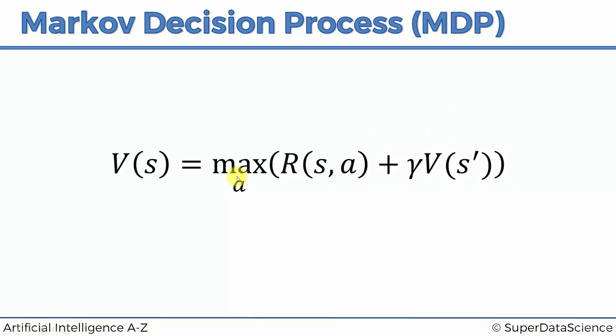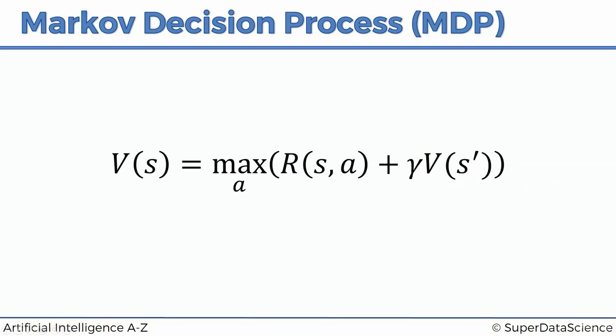It's the maximum of all possible actions. So the value of being in a state is the maximum of all possible actions that you can take from that state. The maximum is taken from the reward that you would get by taking that action in that state, plus a discount factor times the value of the next state, which is S prime. So that's what we've had so far.